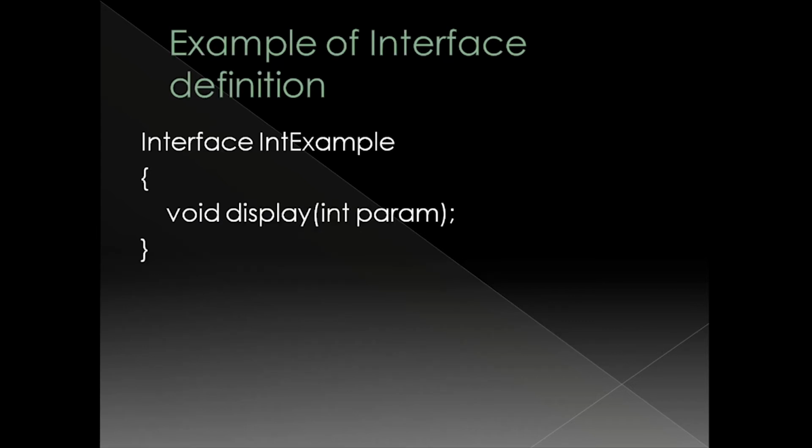So here is an example of interface. So using the keyword interface, we can declare an interface, that is int example is the interface name, and here we have a method called display that has to be defined, that has to be implemented in the class which implements this interface.